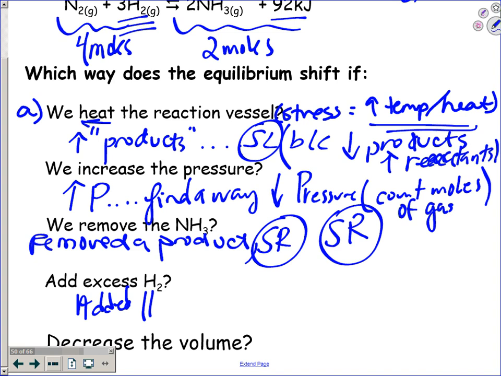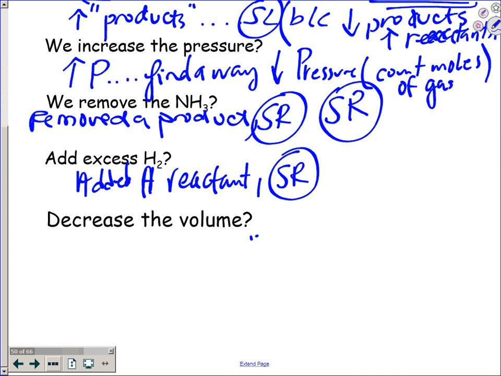Added a reactant. All right, so if I've added a reactant, oh no, I've got too many reactants, which way? I don't want to go left, I'll make more reactants, so it exacerbates it. Shift right. Okay. One more. You guys do this one. Shift right.